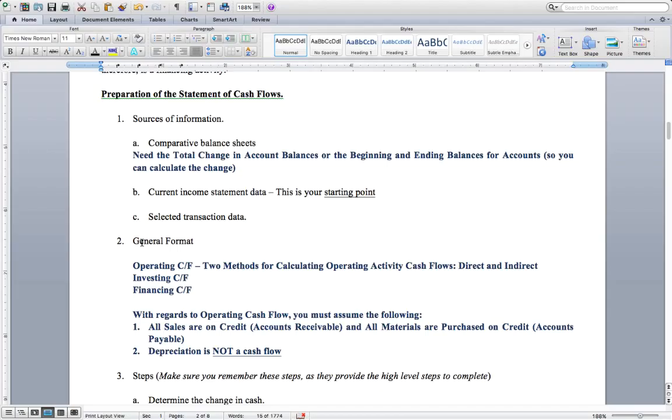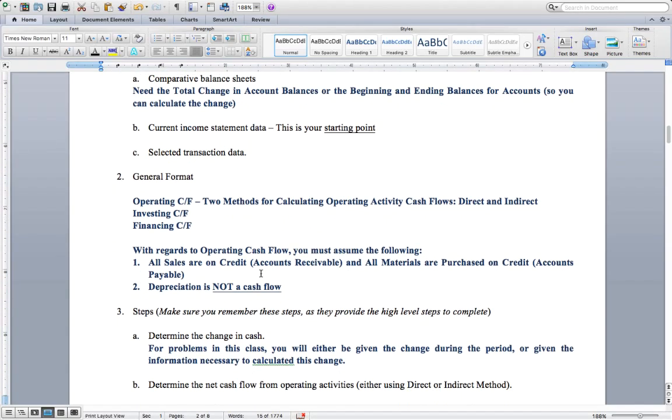This will be your starting point when you're using the indirect method for net cash flows from operating activities. And then you'll need any other selected transaction data information of note, such as selling a building for a gain or a loss. The general format is you present operating, investing, and then financing. And then at the very end, after you calculate the statement of cash flows, you will often see people present things called non-cash transactions.